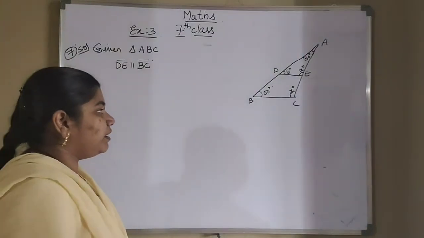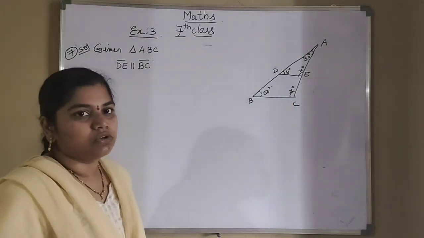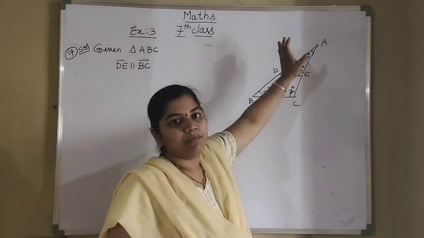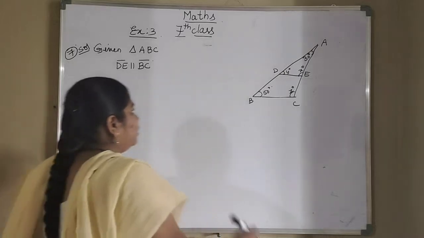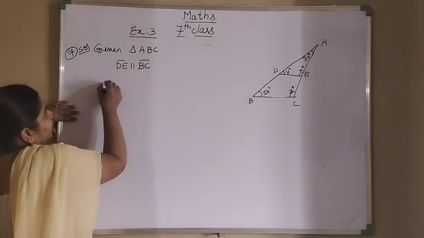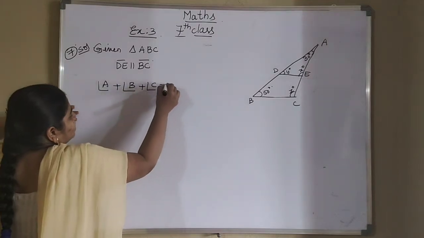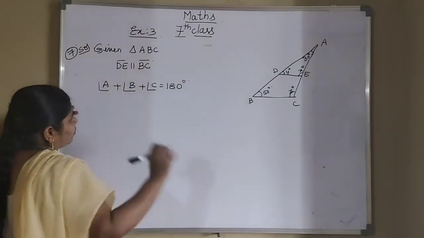Now what am I finding? I am finding the first Z value. By how am I finding the Z value? By using the angle sum property. So what is the angle sum property? Angle A plus angle B plus angle C is equal to 180 degrees.